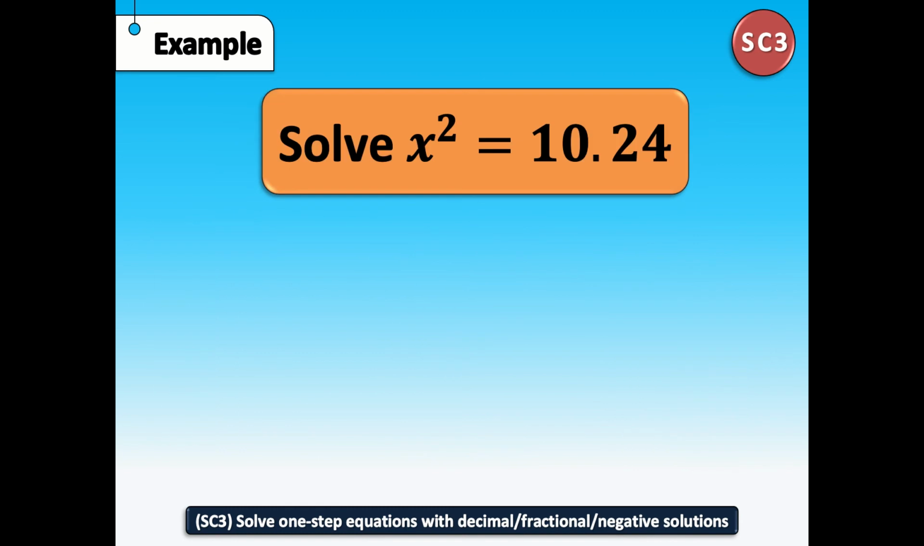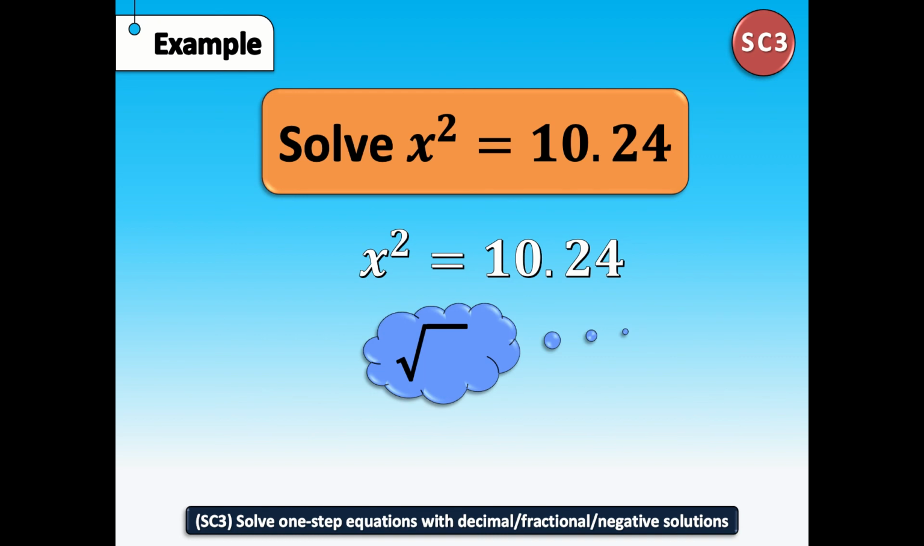For this question, x squared equals 10.24. So we do the opposite of squaring something, which is to square root it. So we do the square root of 10.24, which we're going to need a calculator for. So x equals 3.2. If you do the square root of 10.24, you should get 3.2.